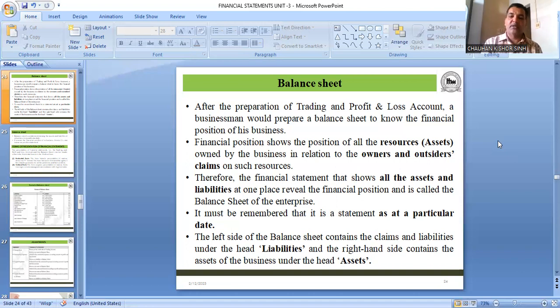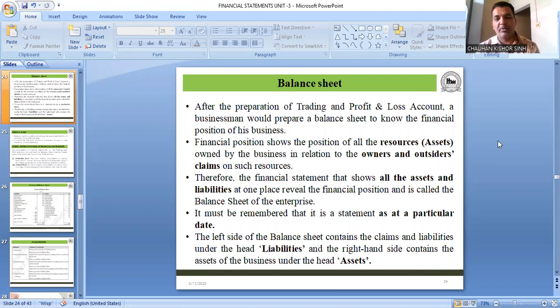Whatever may be your financial year, whatever may be your accounting year, at the end of the year, as a businessman, you must be interested in knowing what are the assets you have, what are the assets you own, and what are the liabilities which you have to pay. So in order to know the position of the assets and the position of the business debt and liabilities, we prepare one statement, and that statement is known as balance sheet. So balance sheet is nothing but a statement showing the assets and liabilities of a business at the end of the year.